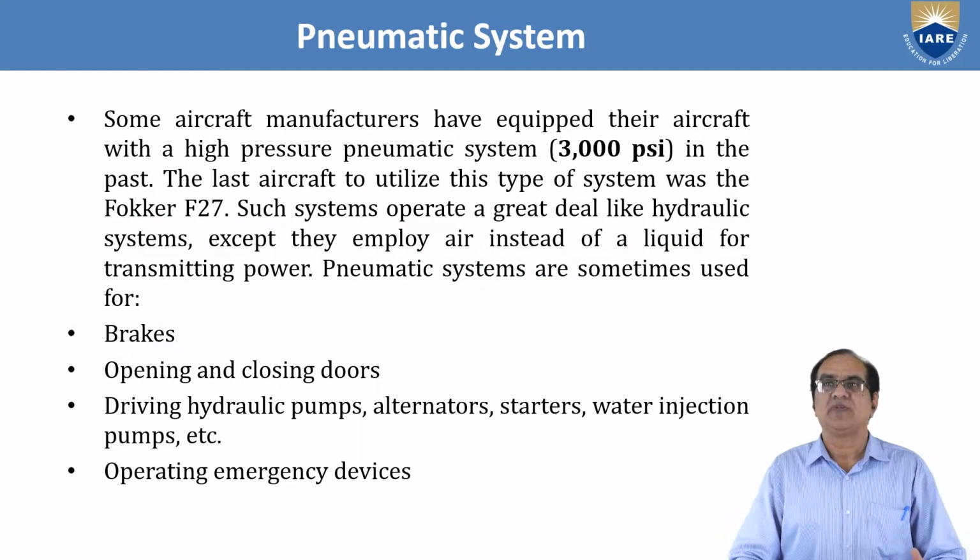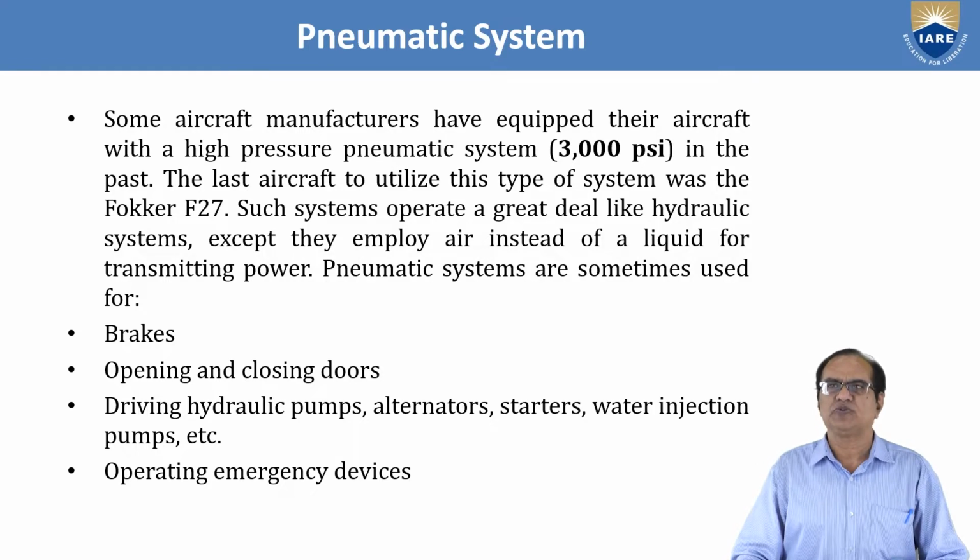So if I talk about the pneumatic system, in olden days we used to have the low pressure pneumatic system, that is up to 3000 psi, but nowadays we have a range up to 8000 psi. This makes the system very compact, light in weight and very efficient. Some aircraft manufacturers have equipped their aircraft with a high pressure pneumatic system, that is 3000 psi, in the past. The last aircraft to utilize this type of system was the Fokker F-27.